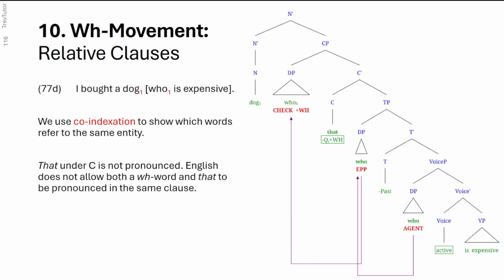But one thing is important to note, and that is in English, you cannot pronounce both a WH word and that in the same clause. So if we pronounce the word who, then that is going to be unpronounced. So we have a line through it. But it's also perfectly possible to say, I bought a dog that is expensive, in which case who would not be pronounced, but that under C would be pronounced. This is a crucial point in semantics, which we're not talking about here. But just to note, who and that both exist in relative clauses. It's just that only one of them can be pronounced.